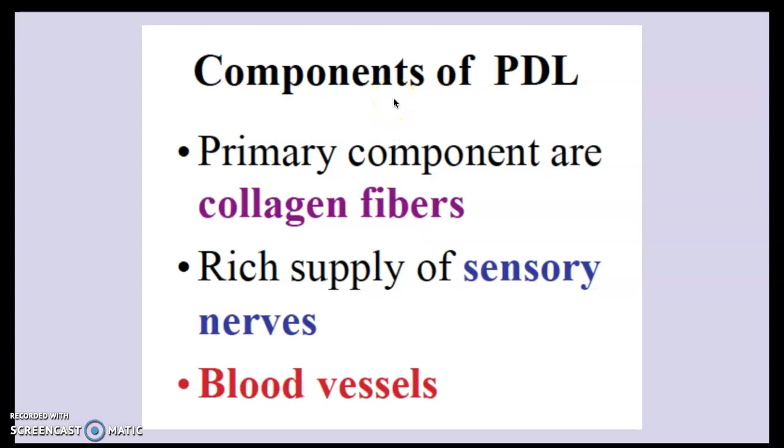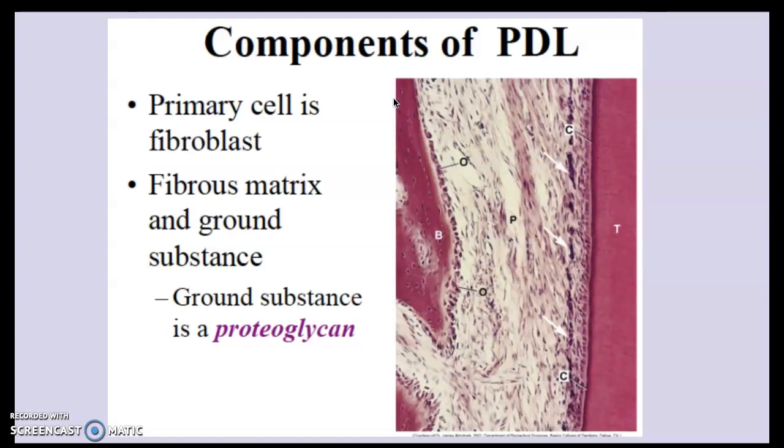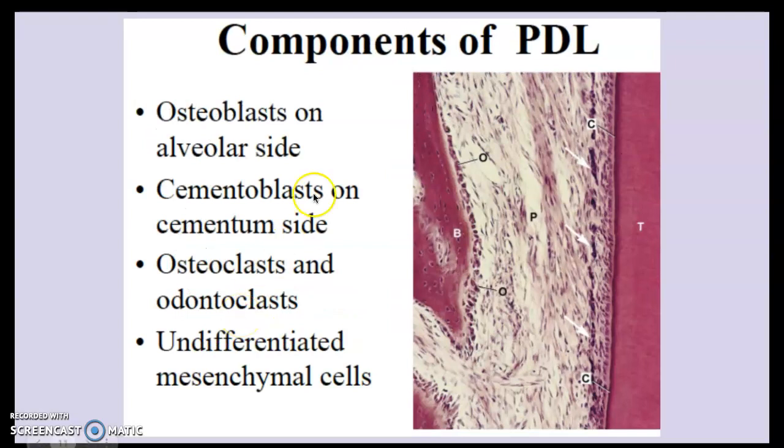Components of the PDL: mainly collagen fibers. They have sensory nerves and blood vessels. The primary cell in the PDL is the fibroblast. The ground substance is proteoglycan. You're going to see this word a lot of times, proteoglycan. So make sure you guys know that it is the ground substance for most of the things.